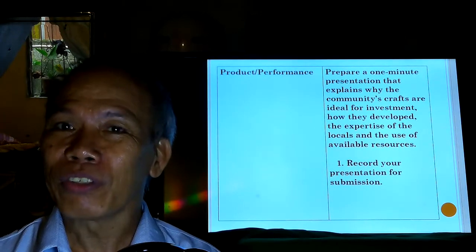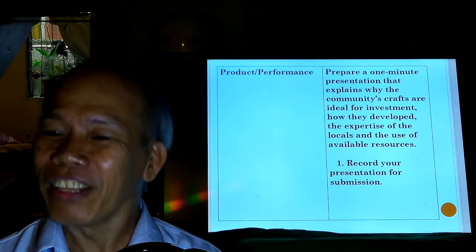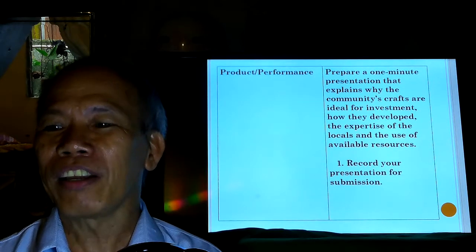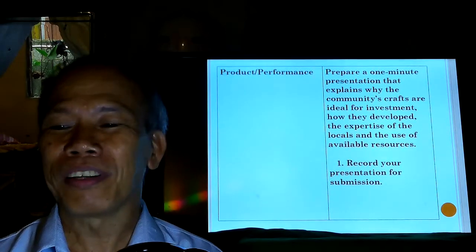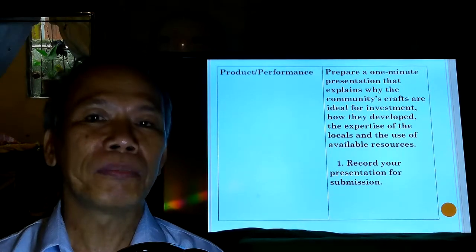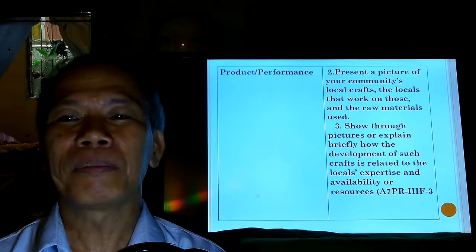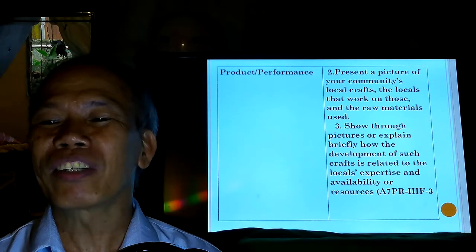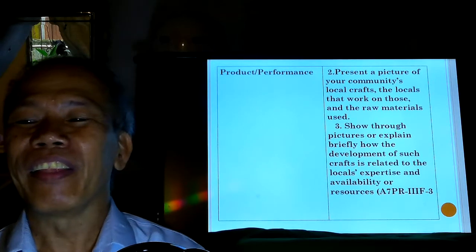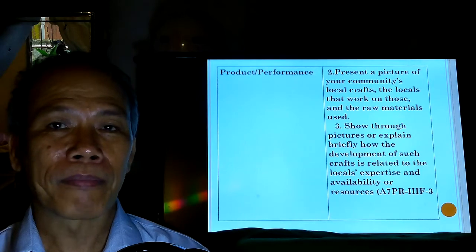What are the resources in your area? You can use them. Okay? Identify them and try to invest on it. What shall you do? Record your presentation for submission. And now about the product and the performance. Present a picture of your community's local crafts, the locals that work on those, and the raw materials used.